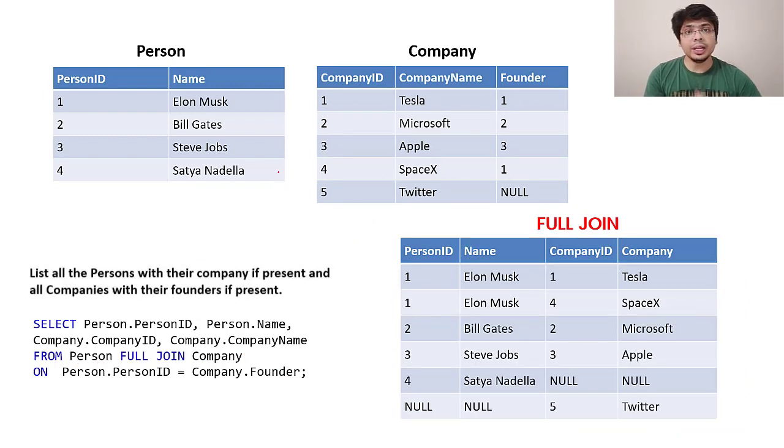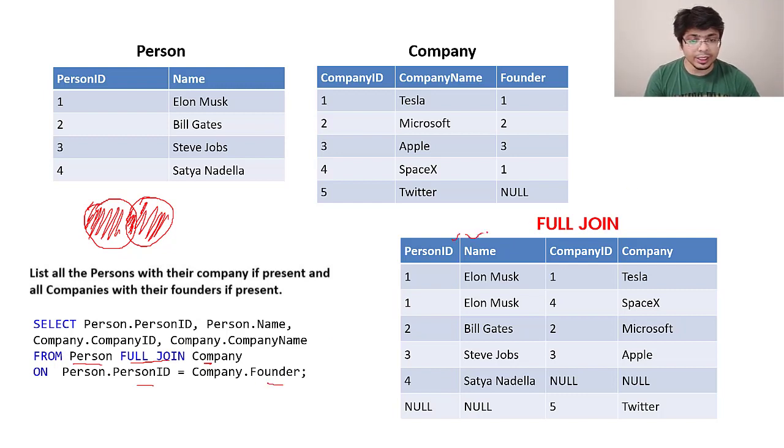So let's go ahead and try to understand what is a full join. A full join is a union of left join and right join. How do you represent that using a Venn diagram? This returns all the matching values from the left and right table. But then it also returns all the non-matching values from the left side table, and it also returns all the non-matching values from the right side table. So let's see the output. As you can see here, person table full join company table based on person ID equal to company.founder.